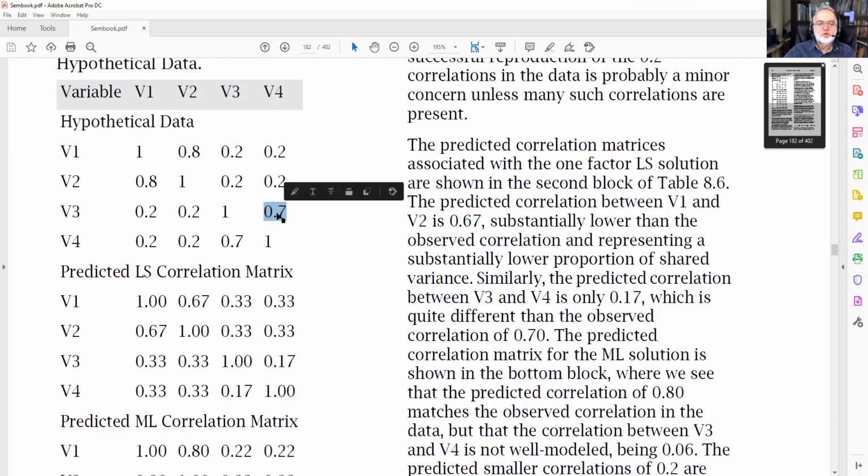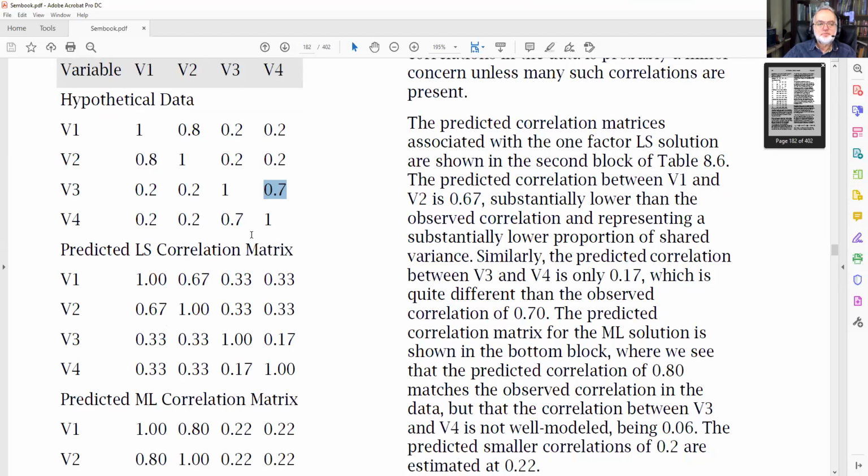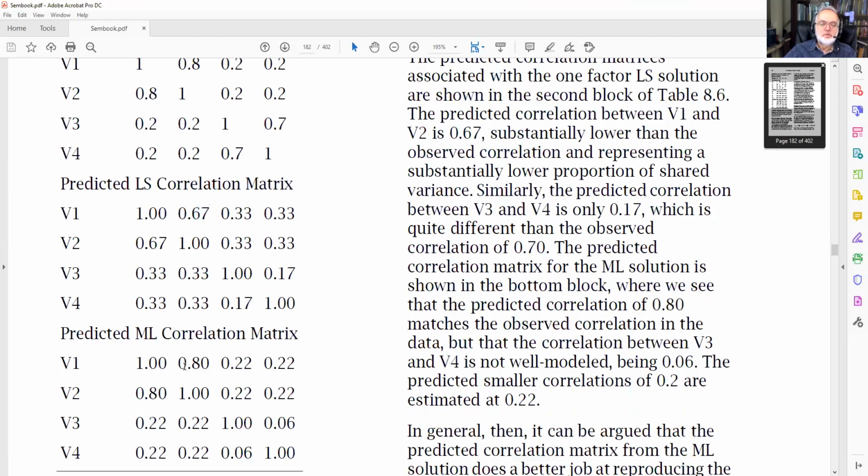We have another large correlation between variables 3 and 4 here. If I do least squares loss, I'm going to get the following predicted correlation matrix out. And if I do maximum likelihood, I'm going to get this predicted correlation matrix.